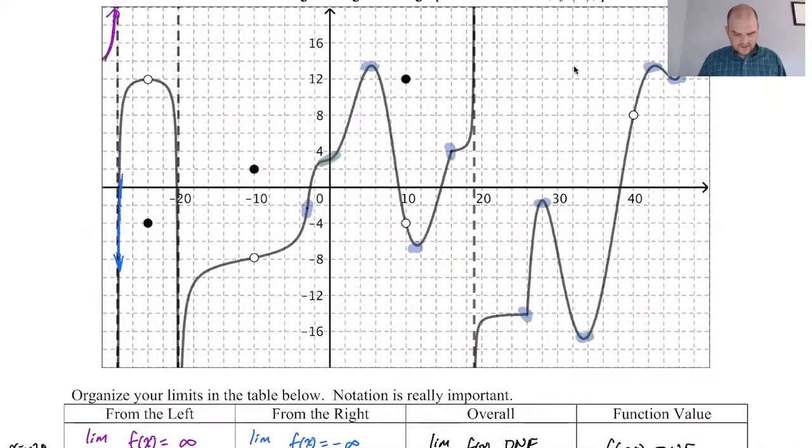All right, negative 24. Negative 24, let's go from the left, is here. Let's go from the right. I don't even know what that value is. I'm just going to do this part first. From the right is there. All right, so both of those appear to be equal. I mean, they're definitely equal. They both equal 12. So let's get that down.